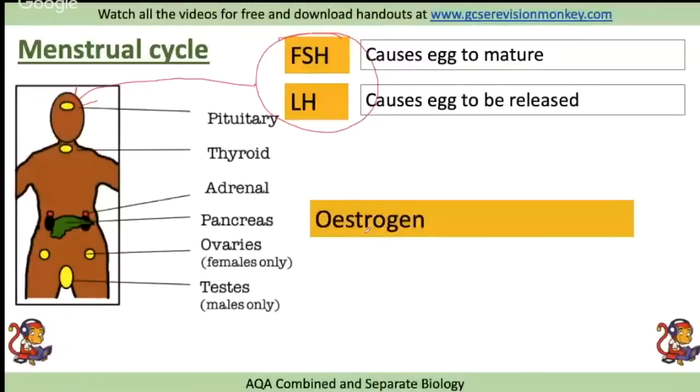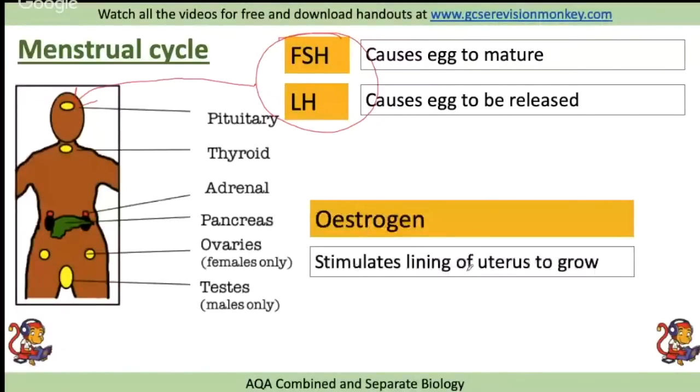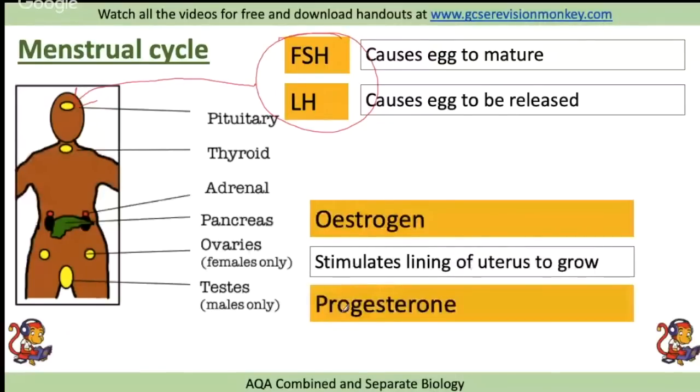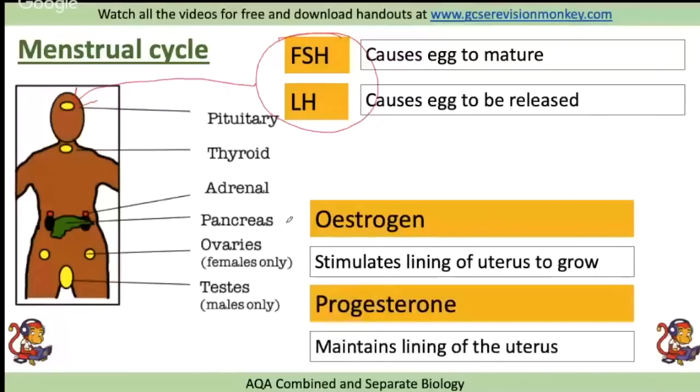We've got estrogen, which stimulates the lining of the uterus to start growing, and progesterone, that maintains the lining of the uterus. So these two are produced in the ovaries. So if you want a little visual here, think that the abbreviated words here at the top, that's the pituitary gland, and the other two longer words here down in the ovaries.